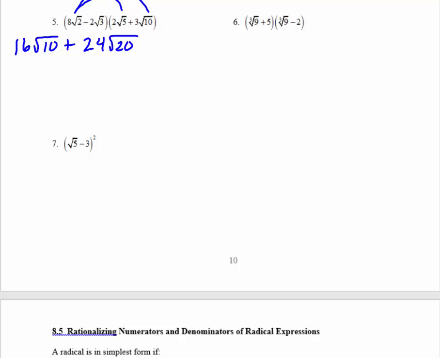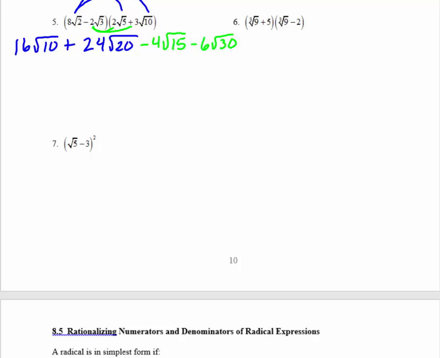Now let's distribute the negative 2 square root of 3. Well, negative 2 times 2 is a negative 4. 3 times 5 is 15, so we get negative 4 square root of 15. And lastly, negative 2 times 3 is a negative 6. Square root of 3 times 10 is 30.